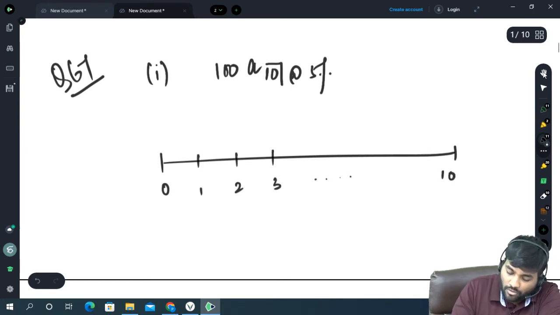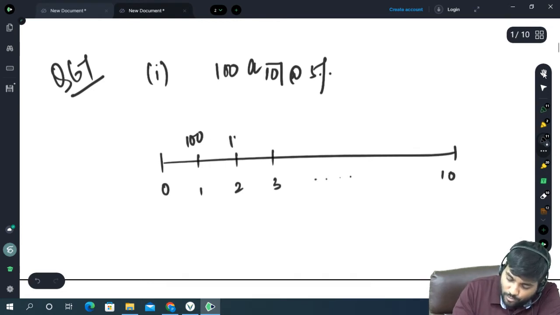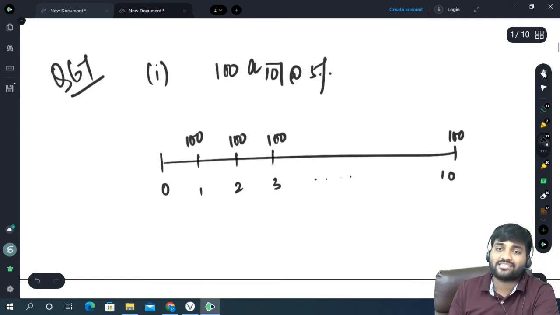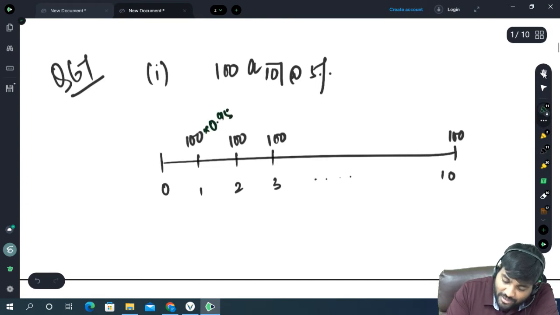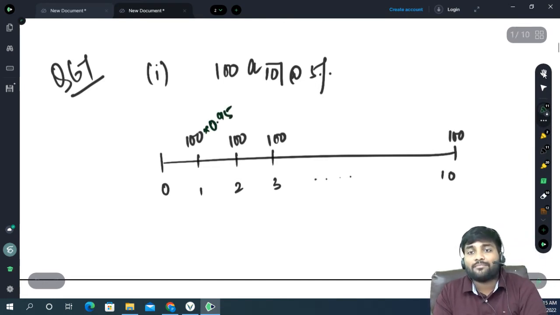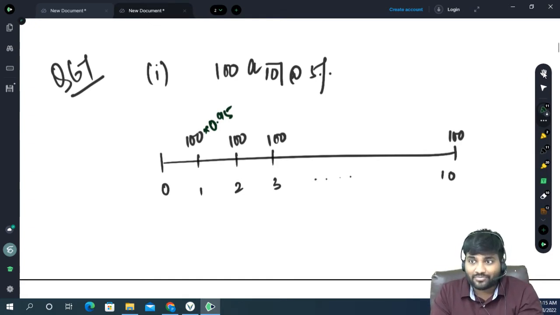Now each payment is supposed to be 100. Yes or no? Now they are saying that the probability of getting the first payment is 0.95. So what do they mean by it? They mean that the expected cash flow is 95. How do you calculate the expected cash flow? Cash flow into the probability of getting the cash flow.